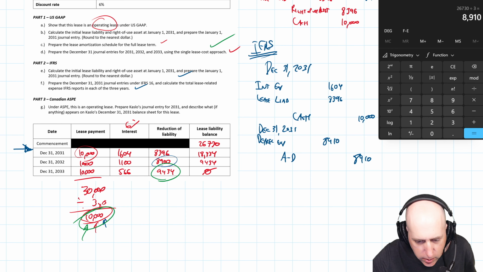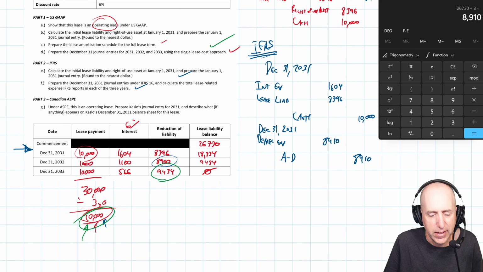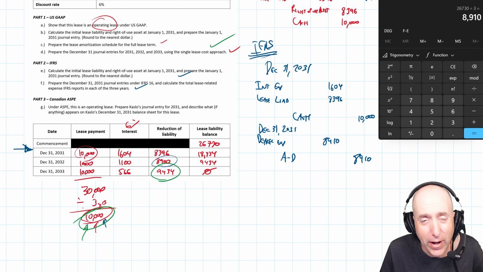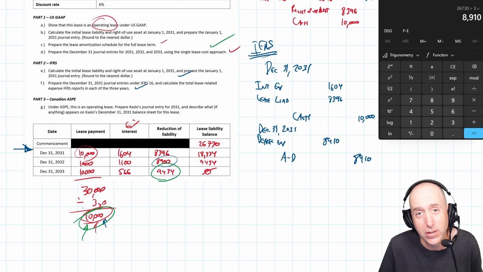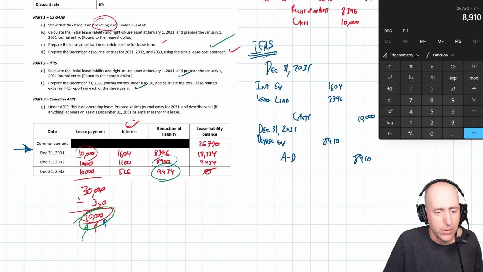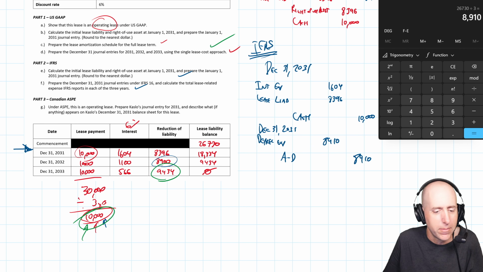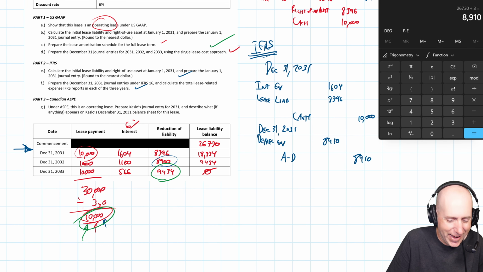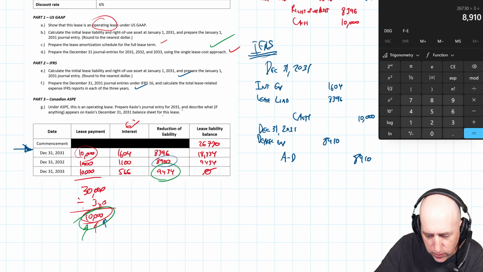Okay, one more to do, and this is by far the simplest. Canadian ASPE, when you have an operating lease, Canadian ASPE says, treat it like you were renting a car for the weekend. And how would we do it if we were renting a car for the weekend? You'd go debit rent expense, car rental expense, credit cash, when you make the payment. So you don't have some asset sitting on your books that you're depreciating over time. You just treat it like you're renting a piece of equipment for the week, right? And in those cases, it's very simple. You don't do anything on January 1st, 2031 when you've leased the thing.